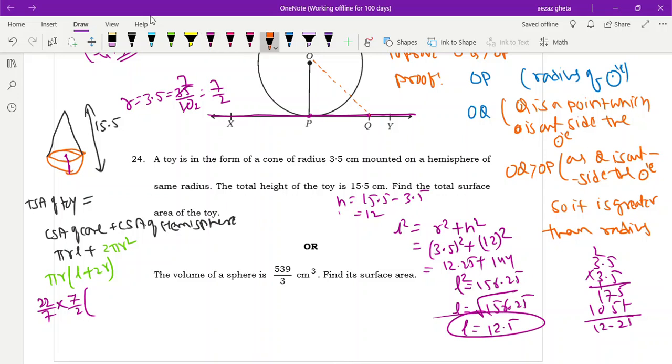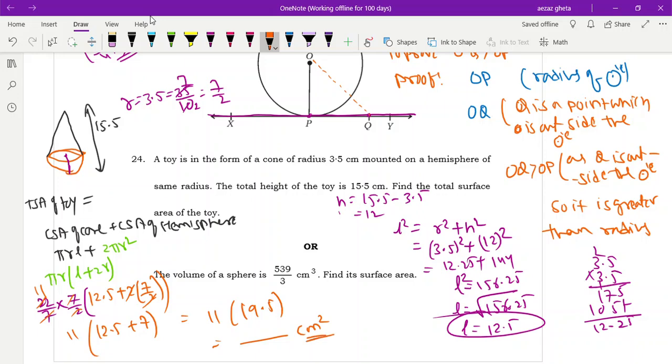So we got 12.5 plus 2 into 7 by 2. The 2s get cancelled, so 12.5 plus 7 is 19.5, and 22 by 7 times 7 by 2 gives 11, so 11 into 19.5. Multiply and keep the answer in centimeter square.